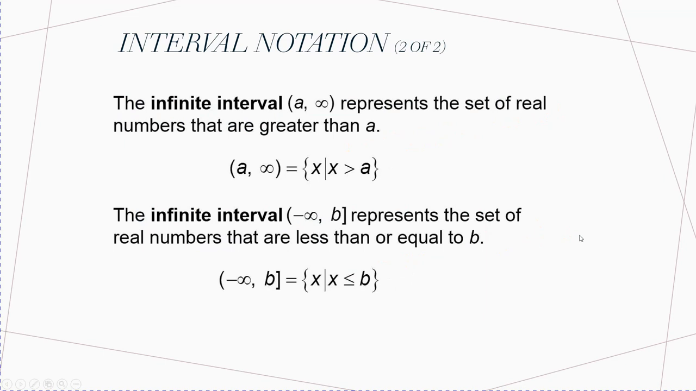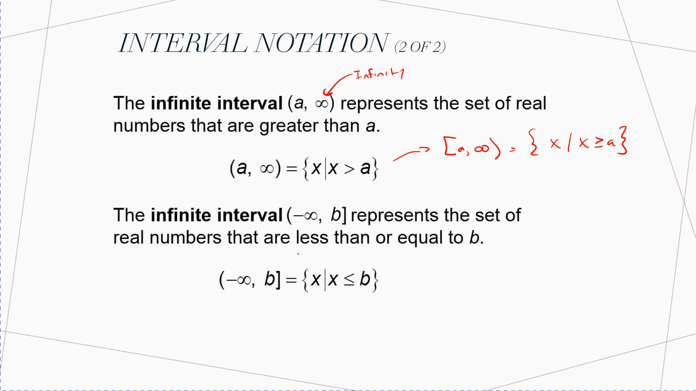The infinite interval a comma infinity: this sign here means infinity. A to infinity represents the set of real numbers that are greater than a. So whenever you see the open interval a comma infinity, this is all x such that x is greater than a. You can also have the closed bracket here, and this is all x such that x is greater than or equal to a. That's okay too. The interval negative infinity to b, with the closed bracket here, represents the set of real numbers that are less than or equal to b.